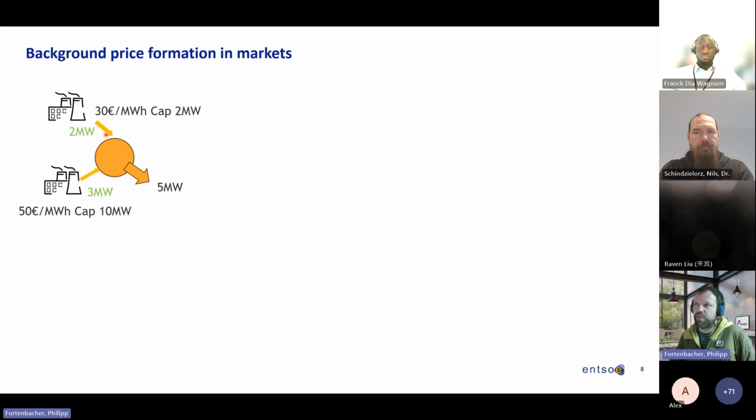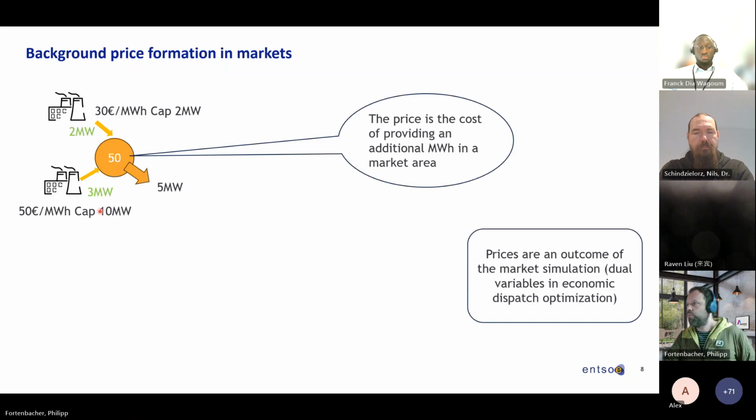So we basically use the full capacity of the cheapest generator, and then we take the next one, which is then 3 megawatts, and then we will have the price. And this is basically formed by the last, most expensive generator in that market. So at the end, the price is just the cost of providing an additional megawatt hour in that market zone. Maybe also worthwhile to know, these prices are an outcome of the market simulation. We do an economic dispatch, and they represent the dual variables in the economic dispatch optimization.